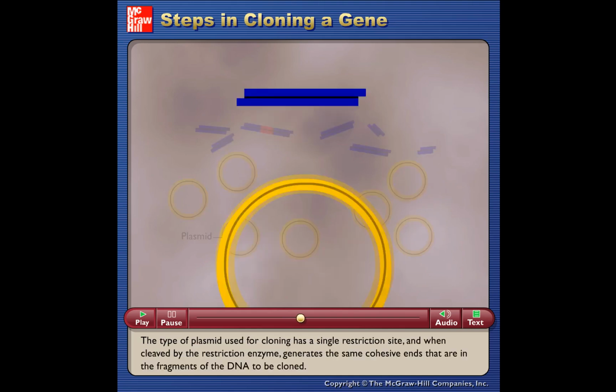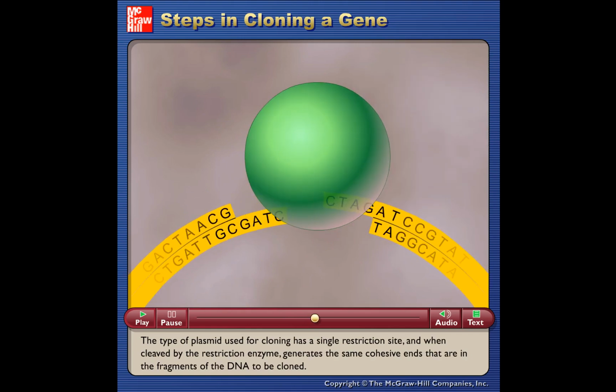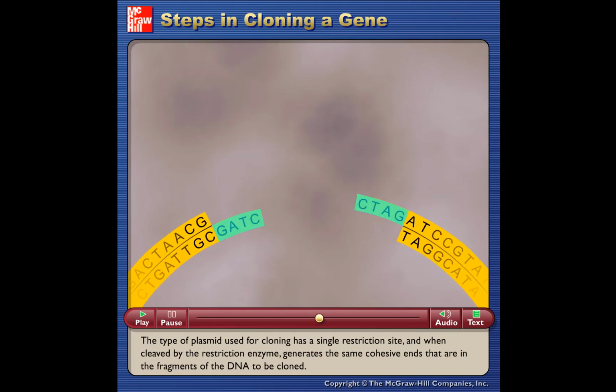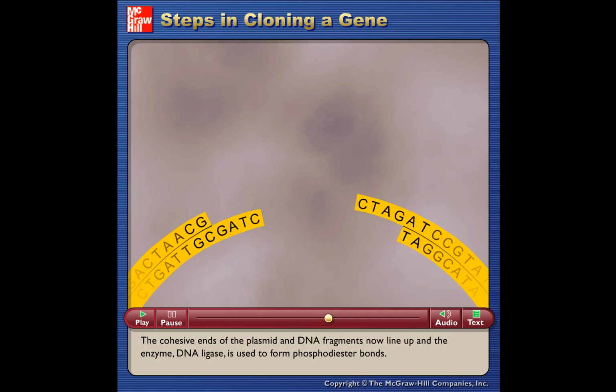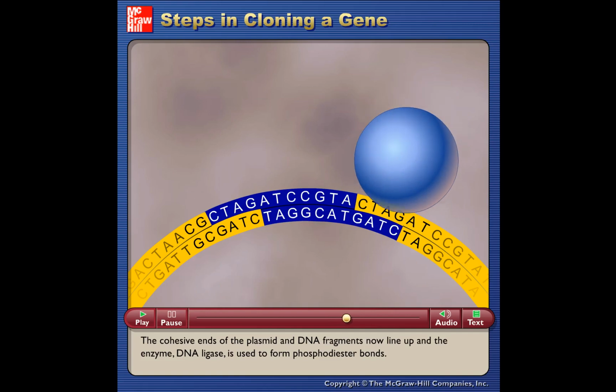The type of plasmid used for cloning has a single restriction site, and when cleaved by the restriction enzyme, generates the same cohesive ends that are in the fragments of the DNA to be cloned. The cohesive ends of the plasmid and DNA fragments now line up, and the enzyme, DNA ligase, is used to form phosphodiester bonds.